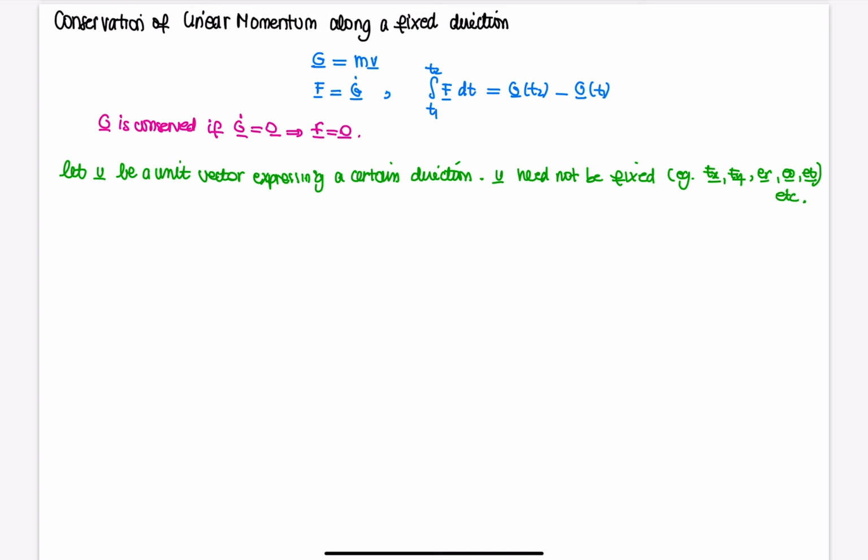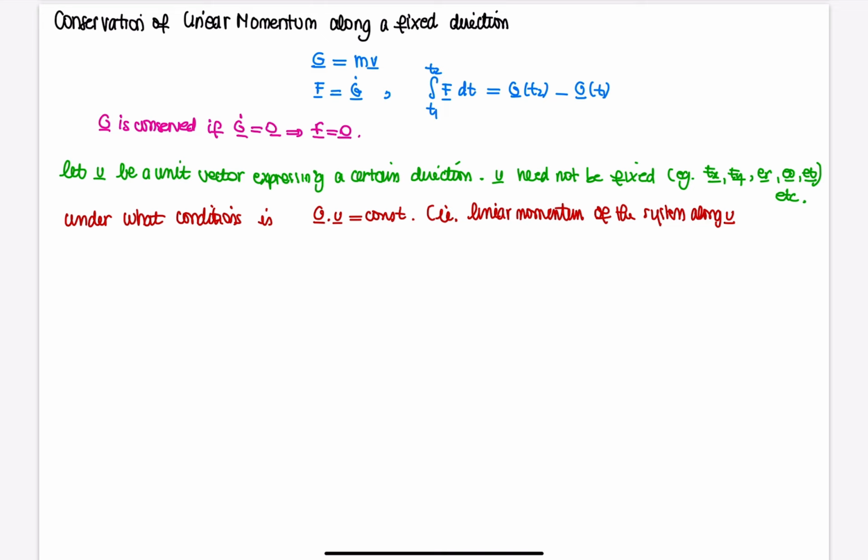So let U be some unit vector, and under what conditions is the linear momentum of a system conserved along U? Under what conditions is G dot U equal to a constant, meaning that the linear momentum of the system along U is conserved?